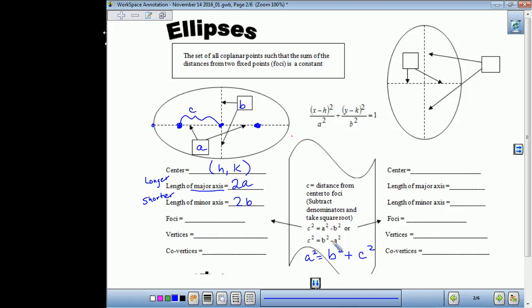So c is that distance. So if it's elongated horizontally, this is the one we're looking at. If it's elongated vertically, this is the one we're looking at. But we always take the larger number and subtract the smaller number from it. Okay? So if this is (h, k), and we're moving left and right to get to our foci, we'll add and subtract that c to our x value at the center.